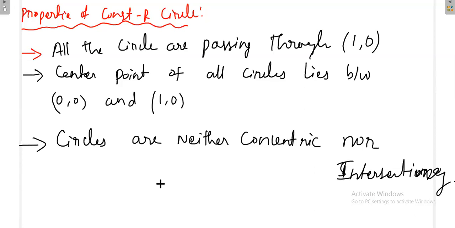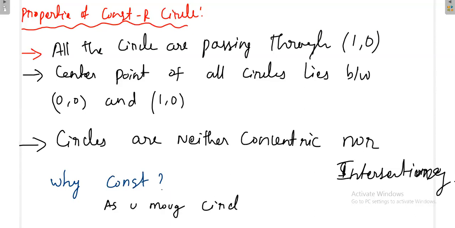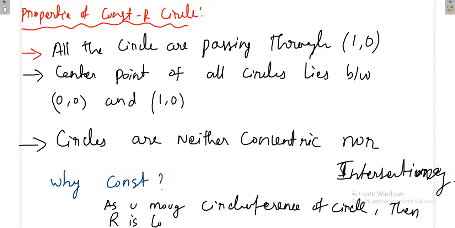Constant R circle. Okay, why the name constant? Why constant? Because once if you move along the circumference of the circle, the resistance will not vary. As you move along the circumference of the circle, then R is constant. That's why this is called as constant R circle.